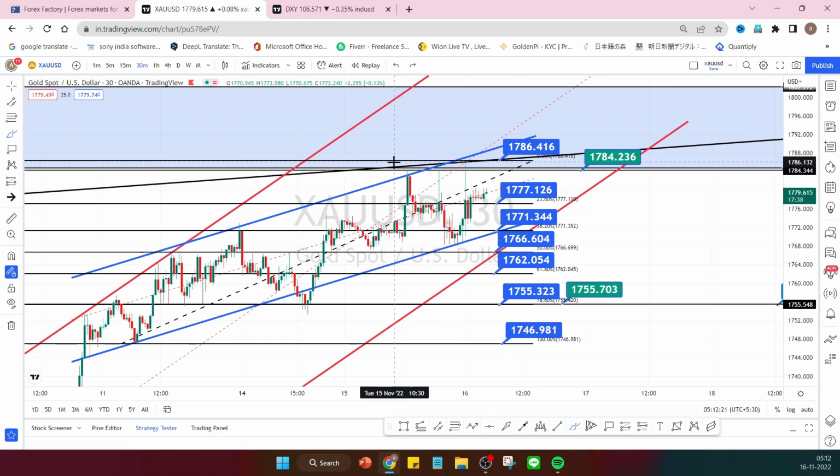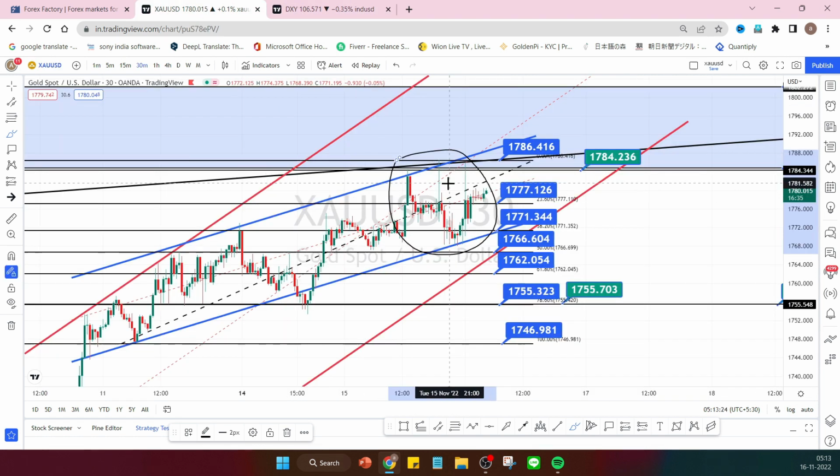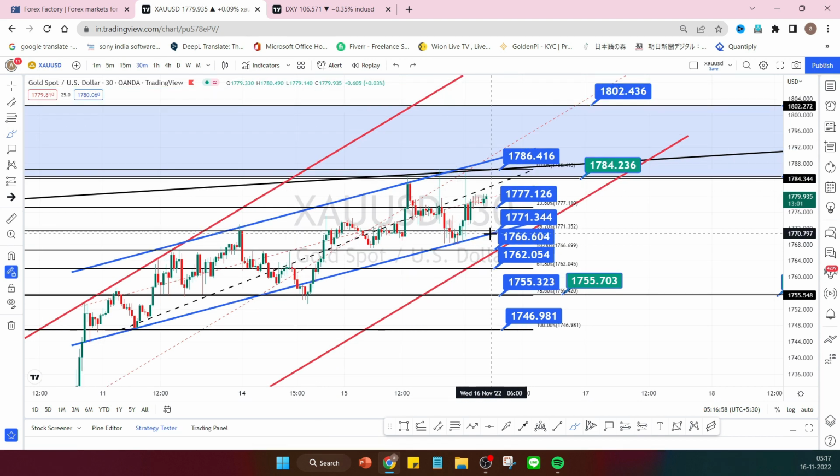So the conclusion is currently we are noticing a consolidation in gold, US dollar also, and also in dollar index. So wait for a directional breakout in dollar index and also in gold USD in order to take trades on the direction it gives the breakout. That's all the analysis for today.